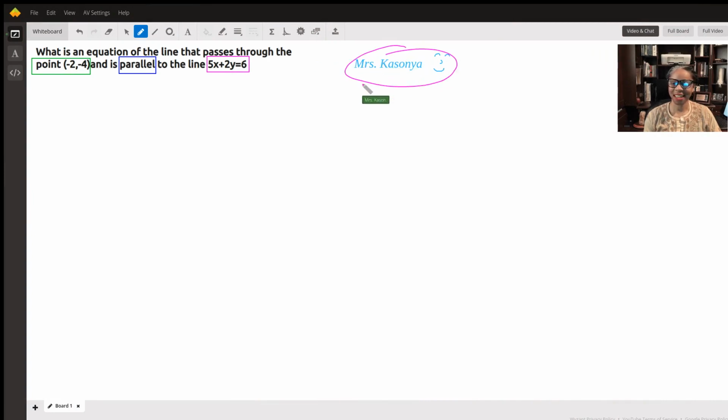I'm Mrs. Kasonya, and I am happy to help you find the equation of a line that passes through this particular point in green that is parallel to this line in purple. So let's get started. To begin, we know that we need the equation of the line, so our end goal is to find an equation of a line. That's our end goal. Now, to find that equation of the line, we know that both lines are parallel.